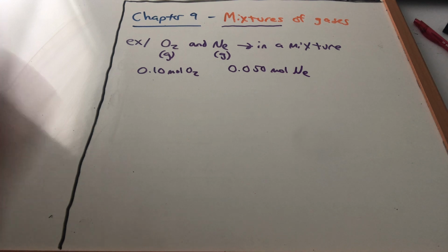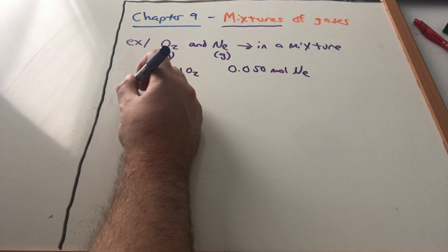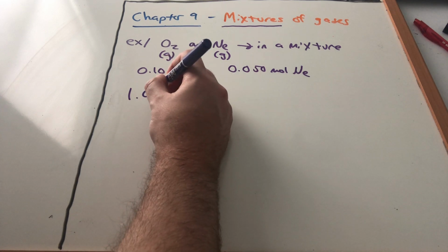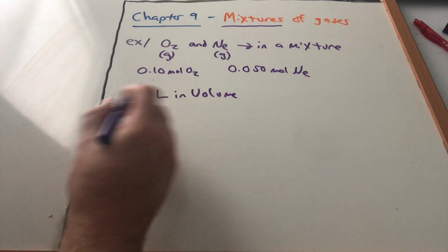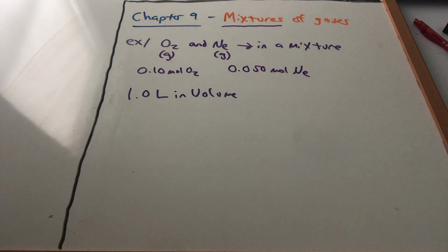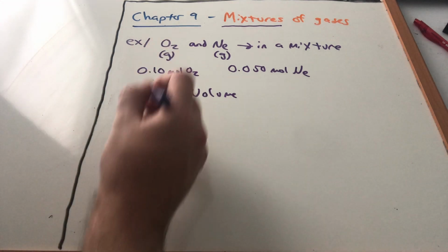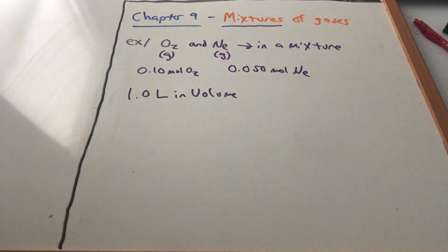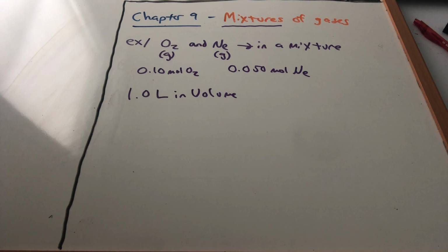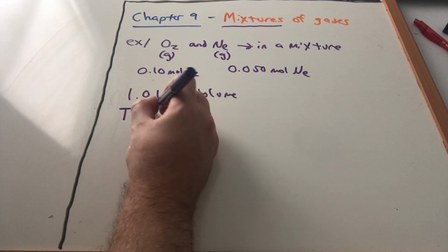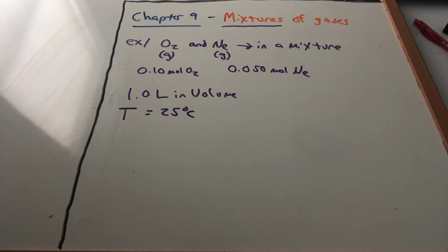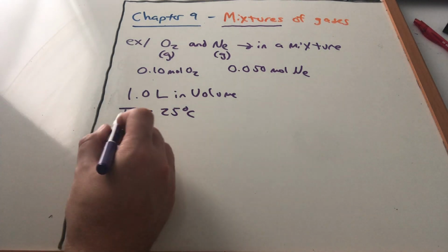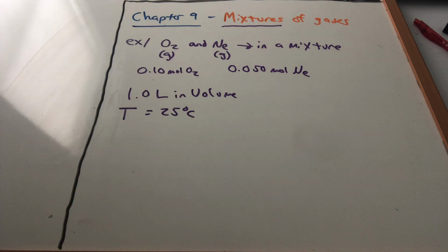That mixture is encapsulated in a container. And the container is 1.0 liters in volume. So because both these gases occupy that container, this is the volume of oxygen and the volume of neon. Okay, so this belongs to them both. The temperature is 25 degrees Celsius. If that's the temperature of the container, well, what's inside the container? Oxygen and neon. So this temperature belongs to both those species.